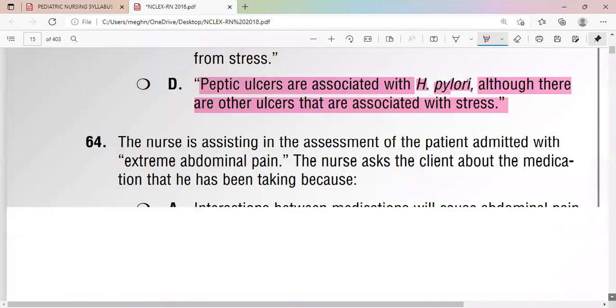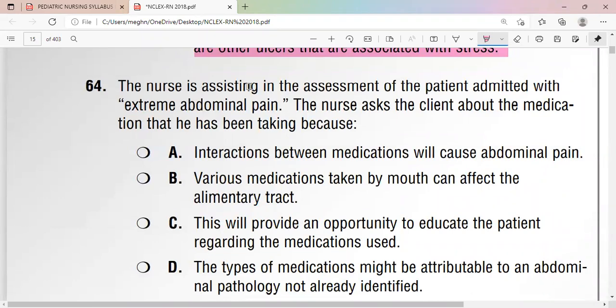And the next question: the nurse is assisting in the assessment of a patient admitted with extreme abdominal pain. The nurse asks the client about the medication that he is taking. Why ask about the medication? Is there any relation, can medication cause abdominal pain? We have to evaluate. So asking questions. Number A, interaction between medications will cause abdominal pain. Number B, various medications taken by mouth can affect the alimentary tract.